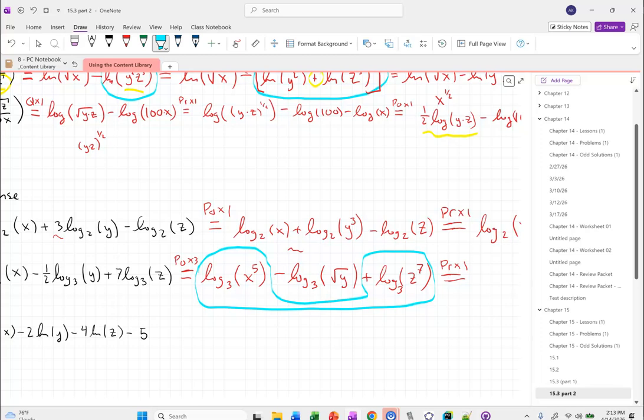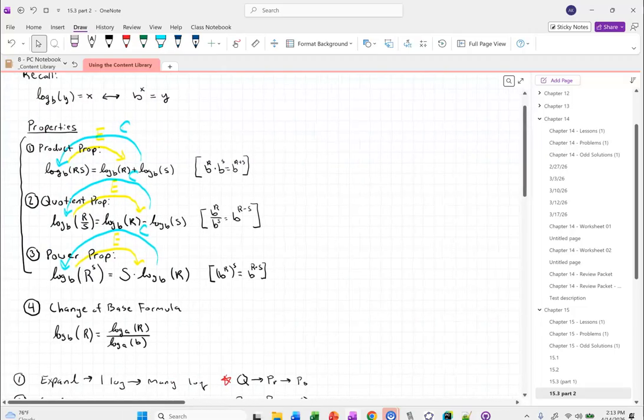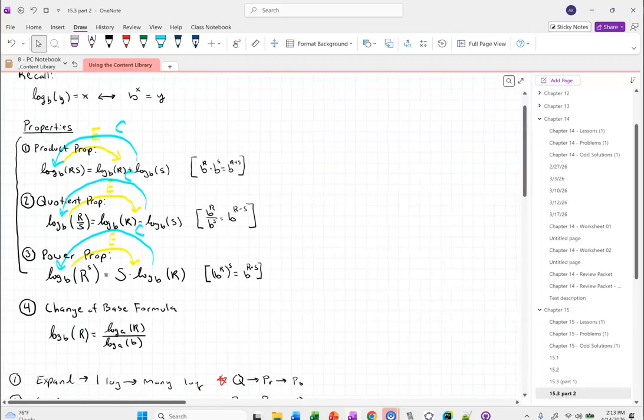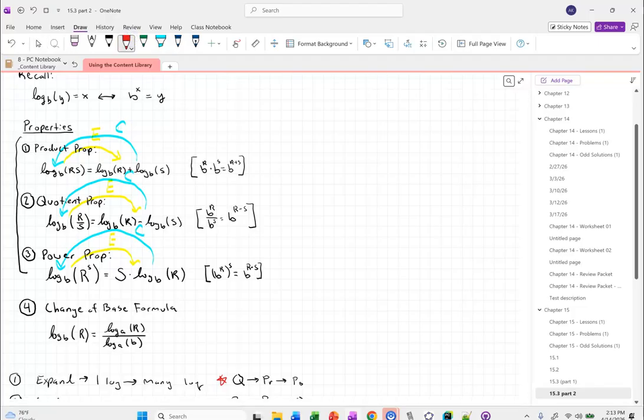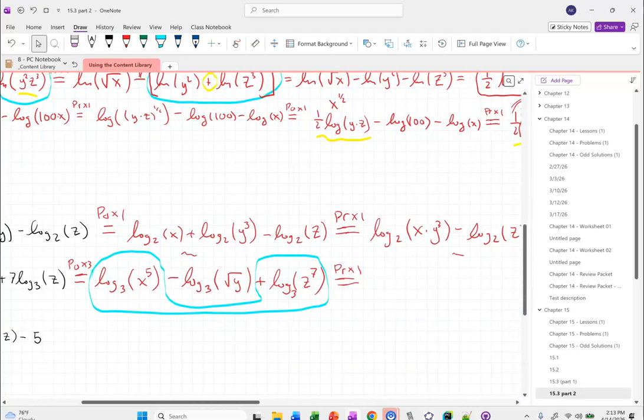Why don't I want to product property the log base 3 of square root y? Because it's negative. Yeah, if I go back and look at my properties of logarithms, the product property, both the logs are positive, right? Everybody see that? So this is tricky. I did a tricky thing and wrote it in a weird order for you.